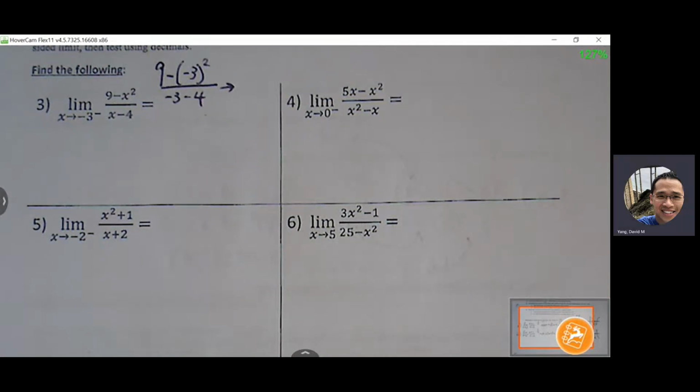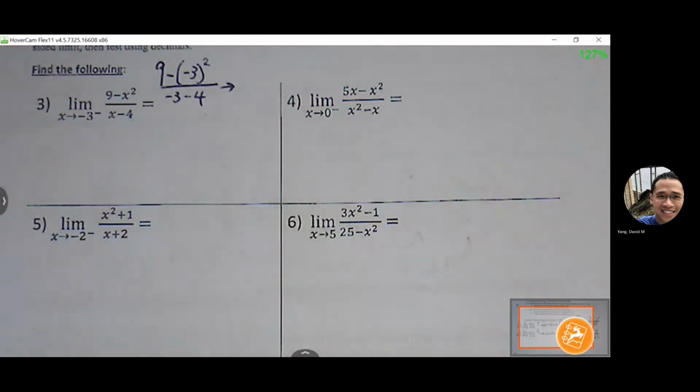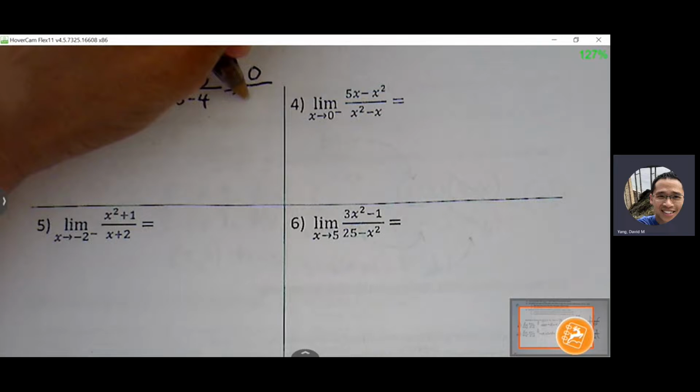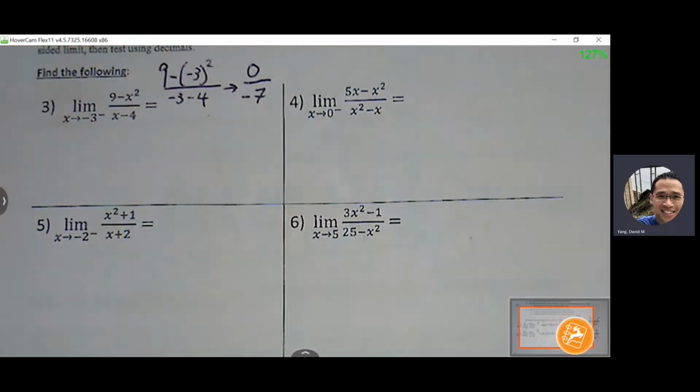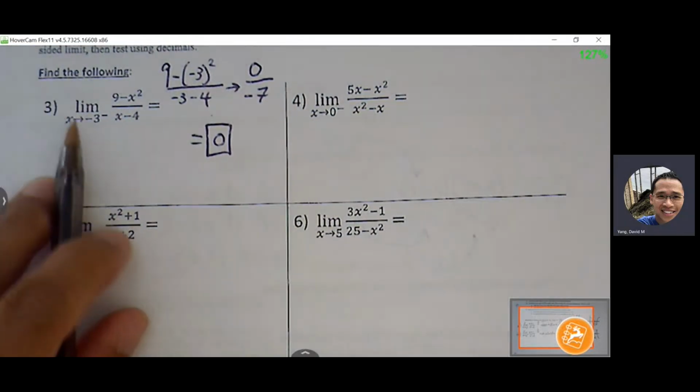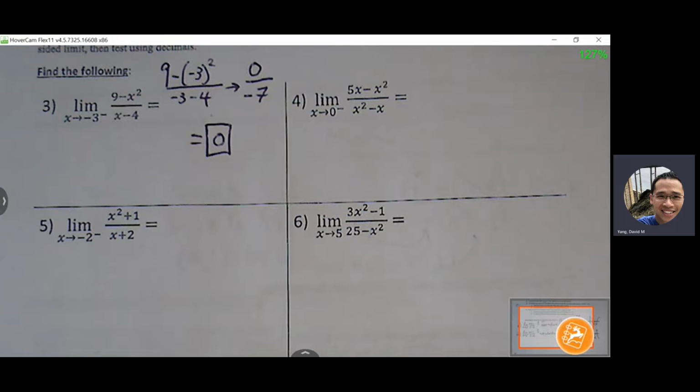Okay, what do we get in the numerator? Numerator, 0. Okay. Denominator, -7. How do we interpret 0 over -7? 0. And that's the answer. The one-sided limit doesn't play a role at all.